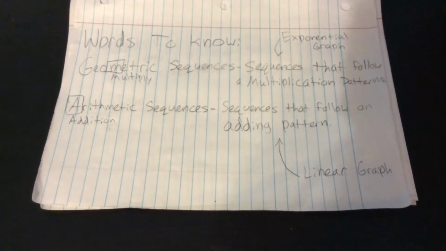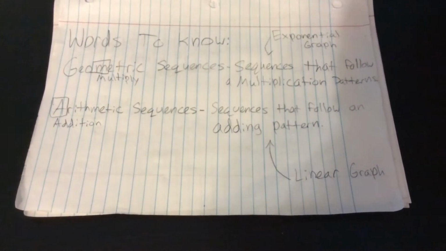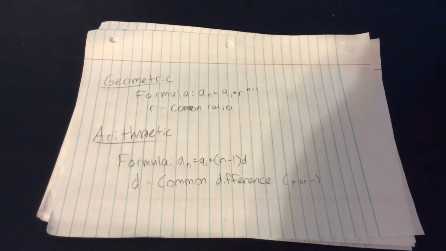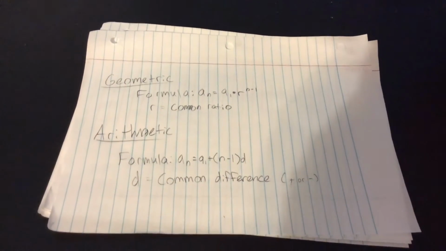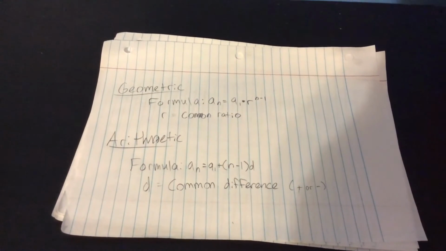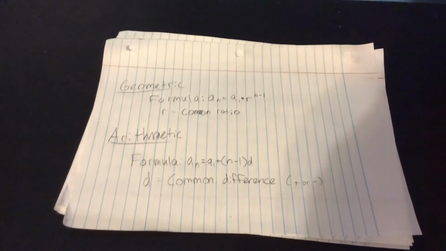Words to know. Geometric sequences are sequences that follow a multiplication pattern. Arithmetic sequences are sequences that follow an adding pattern. A geometric sequence is an equals a1 times r to the power of n minus 1. R equals the common ratio. For arithmetic sequences, the formula is an equals a1 plus, in parentheses, n minus 1, close parentheses, d. D is the common difference, adding or subtracting.